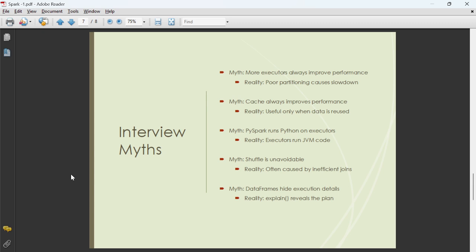PySpark does not run Python code directly on executors. Everything runs on the JVM. Shuffles are not unavoidable. Many are caused by inefficient joins. And finally, DataFrames do not hide execution. You can always inspect the plan using explain. Knowing these points shows deep Spark understanding in interviews.